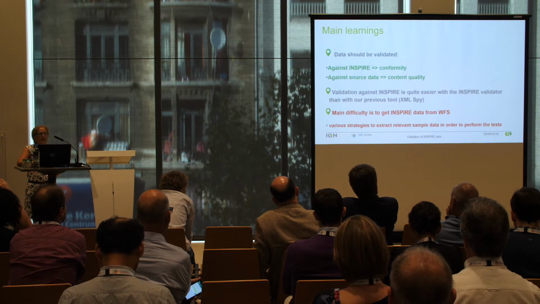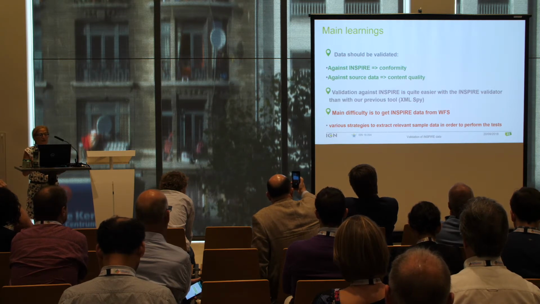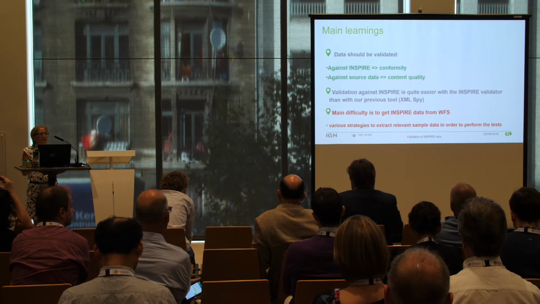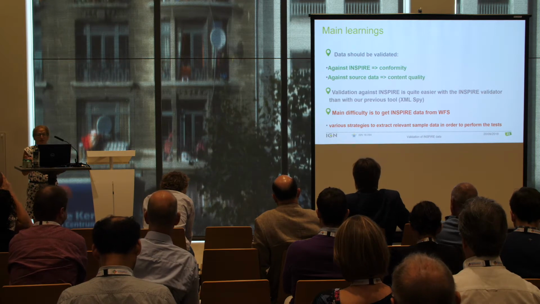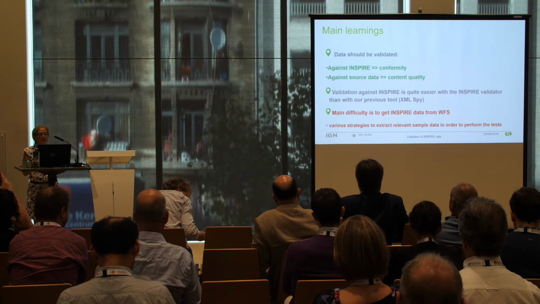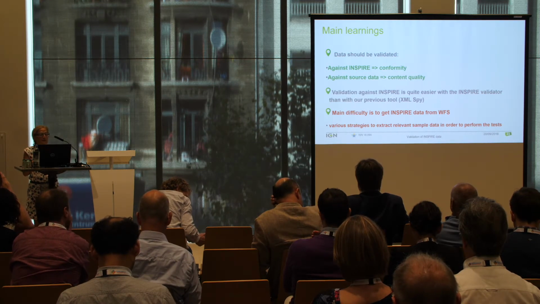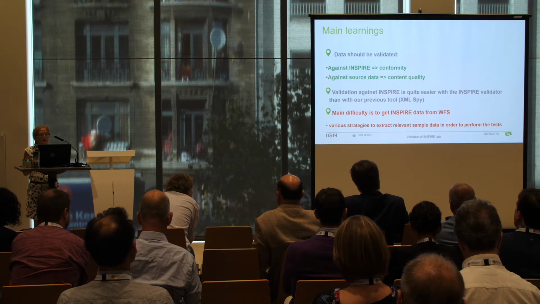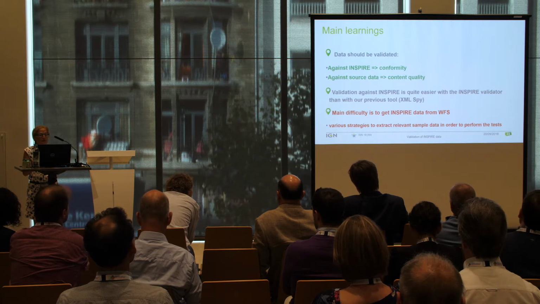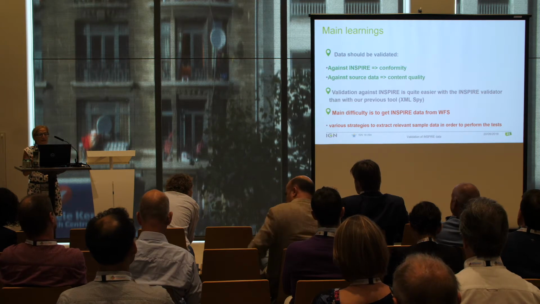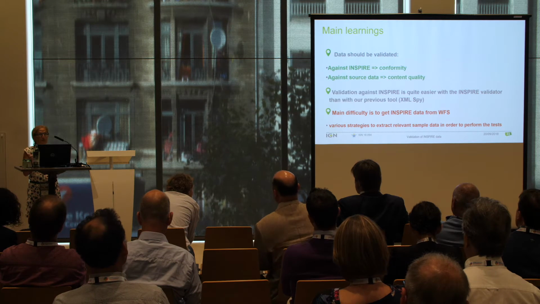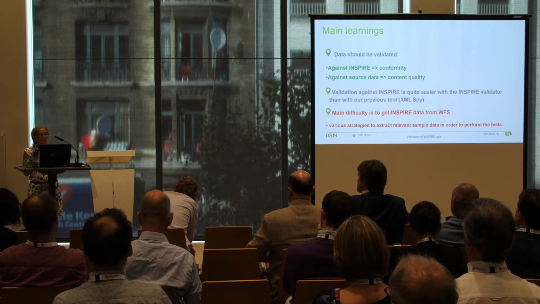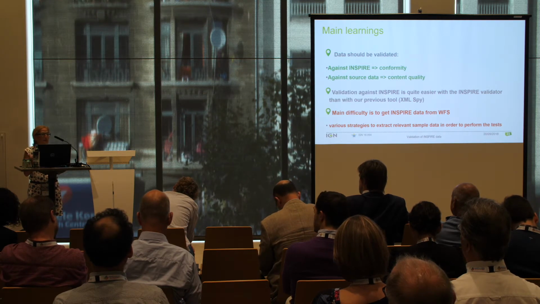So as general conclusions, in our opinion, data should be validated not only against INSPIRE to ensure conformity, but also against source data to ensure the content quality, that we have not degraded the quality of our data in the transformation process. The validation against INSPIRE is quite easier with the INSPIRE validator than with our previous tool. We used XML Spy, and it was really tricky to use it. But one conclusion is that the main difficulty is to get INSPIRE data from the Web Feature Service. We have developed various strategies to extract relevant sample data to perform the test. We don't really know if it is because the Web Feature Service has not enough functionality, or because we don't have enough knowledge about it, but as a result, it was a difficult exercise.